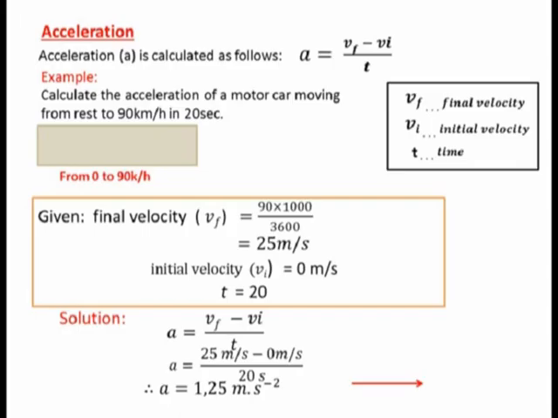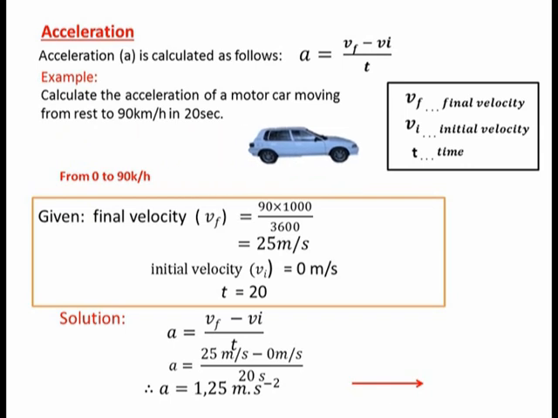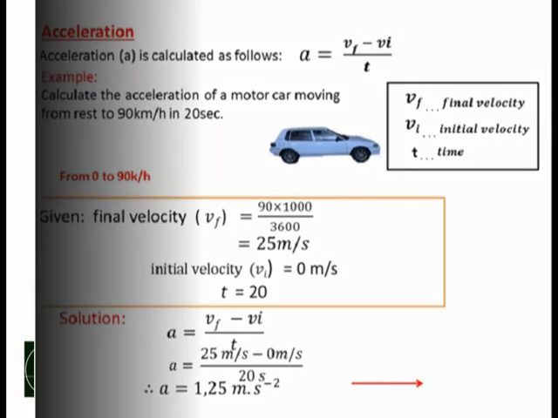Acceleration is equal to final velocity minus the initial velocity over t. Calculate acceleration if a motor car is moving from rest to 90 kilometers in 20 seconds.